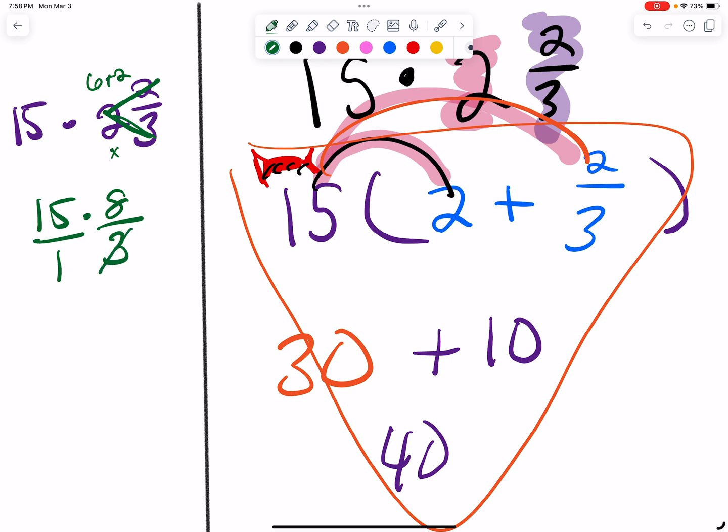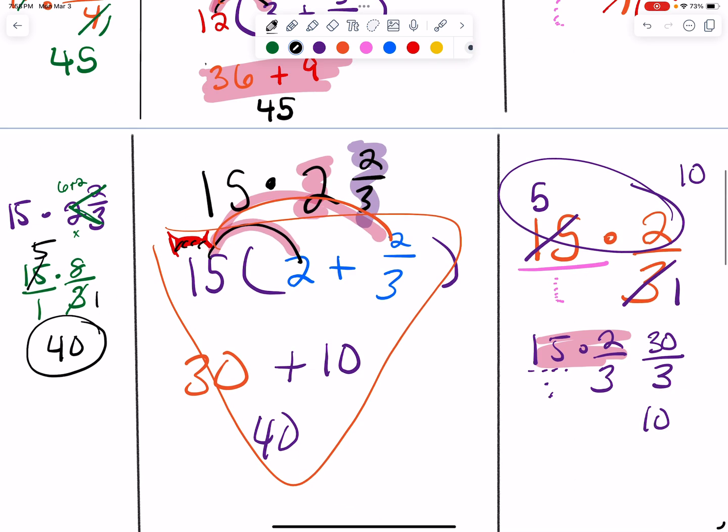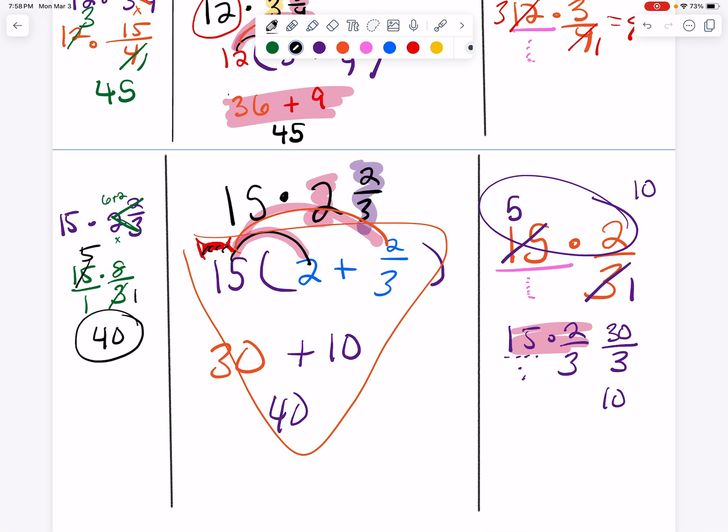And again, we can cross cancel here, which 5 times 8 is 40. Done. Different ways of doing it. Okay? All right, let's go on to one more, and then we'll move on to the next thing.